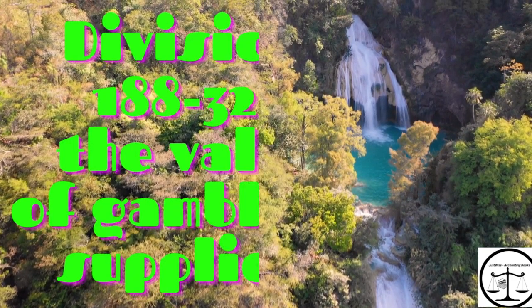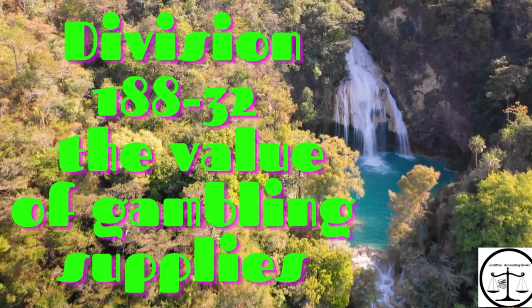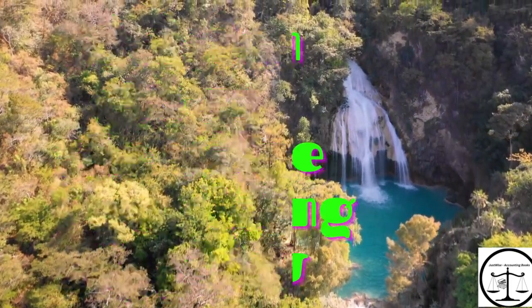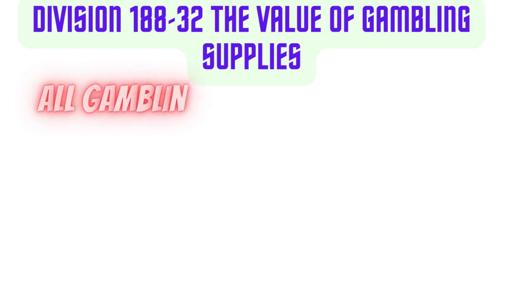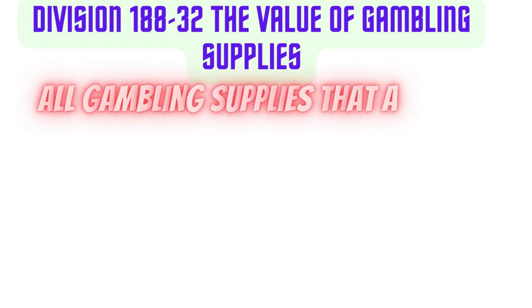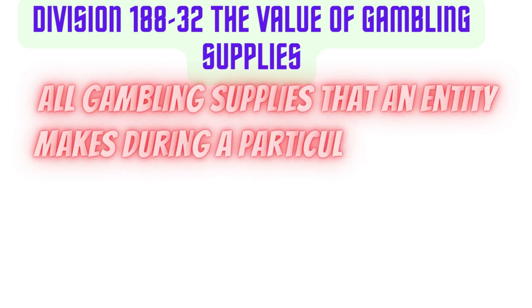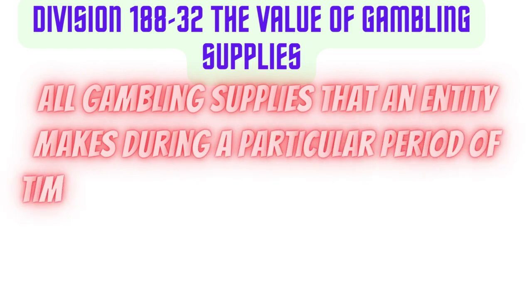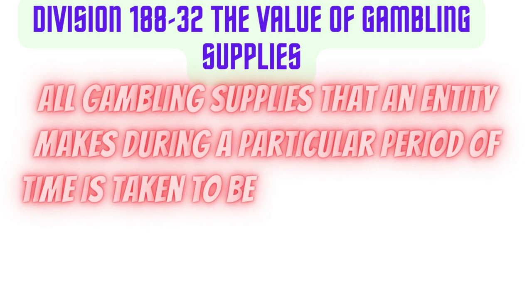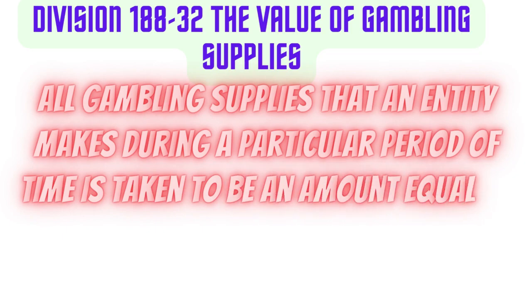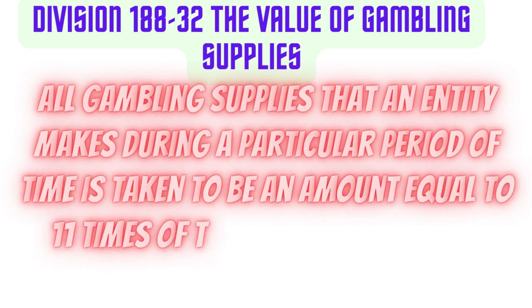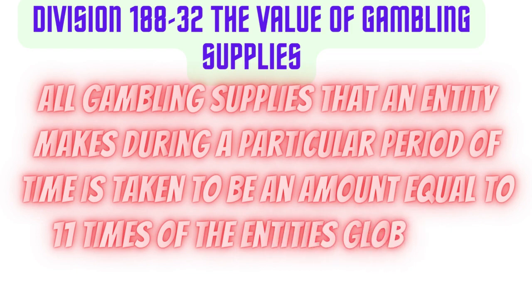Now we will talk about Division 188-32, that is the value of gambling supplies. Simply put, for the purposes only of this division, the value of all gambling supplies that an entity makes during a particular period of time is taken to be an amount equal to 11 times the entity's global GST amount for that period of time.